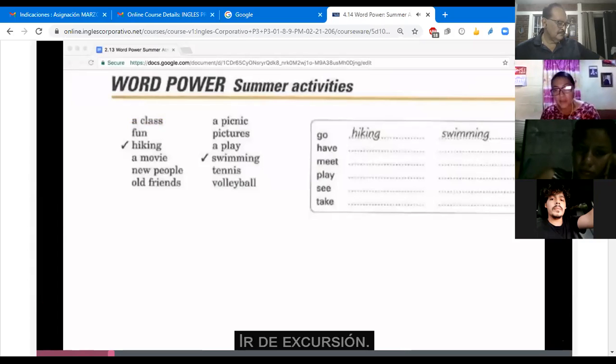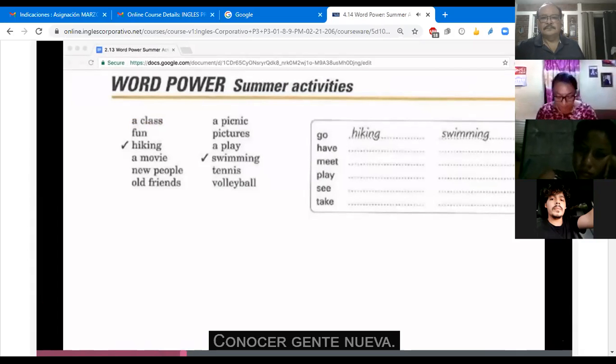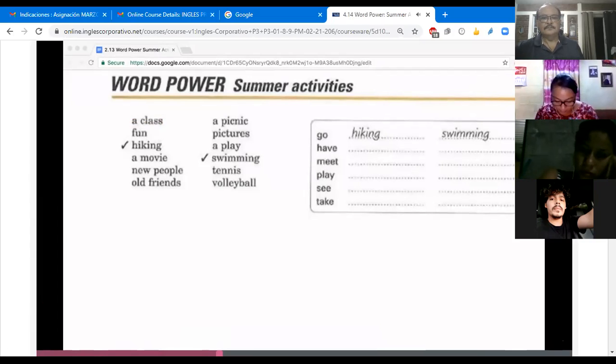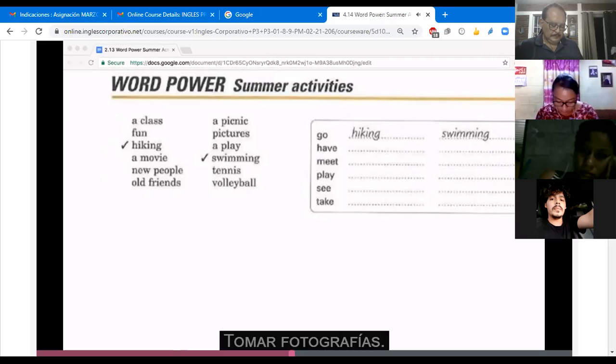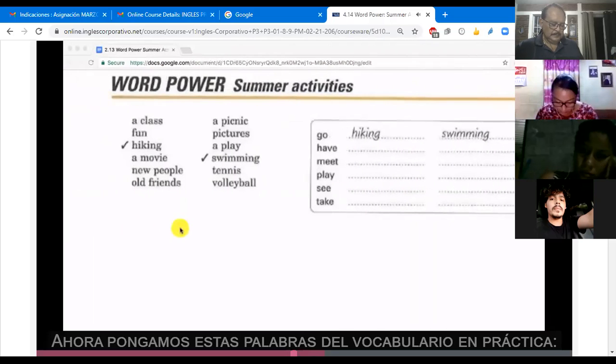Go hiking. Go swimming. Have fun. Have a picnic. Meet new people. Meet old friends. Play tennis. Play volleyball. See a movie. See a play. Take a class. Take pictures. Now, let's put these vocabulary words into practice.